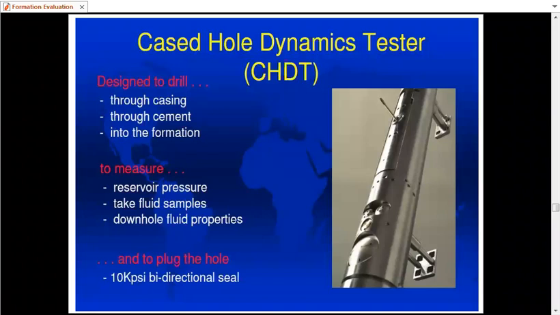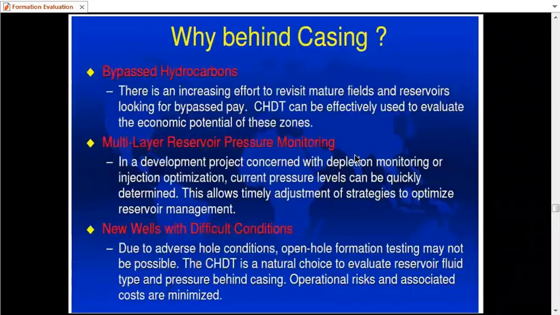And after you finish the measurement or the analysis of the formation, you have to plug the hole with a 10,000 psi bi-directional seal. This is like a patch to be put in the penetrated casing area or penetrated cement area.